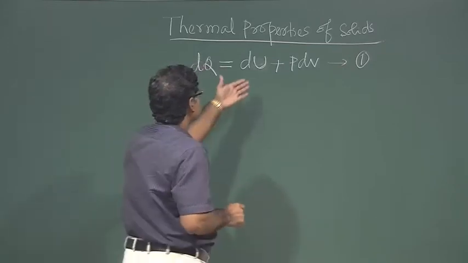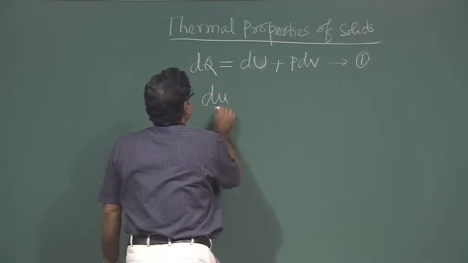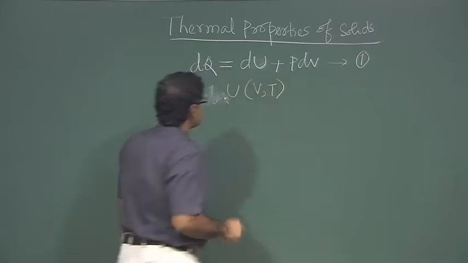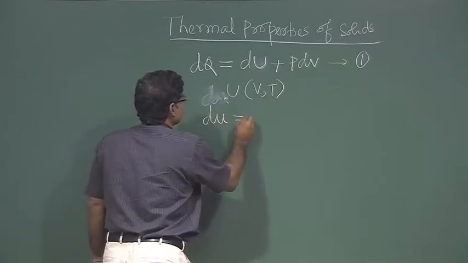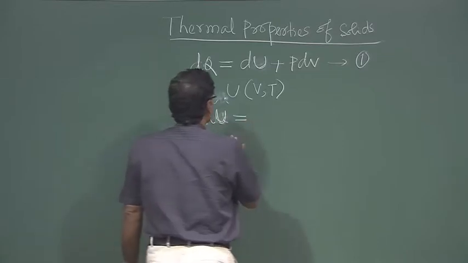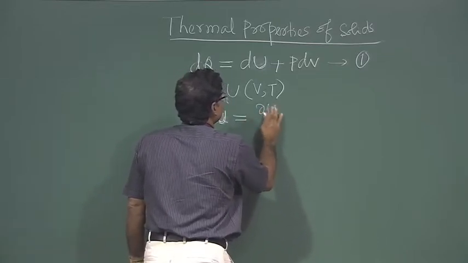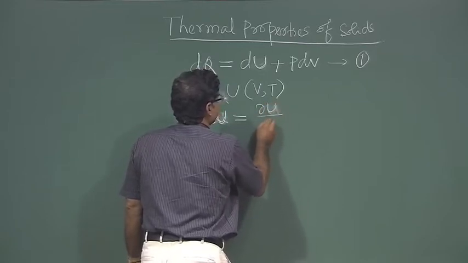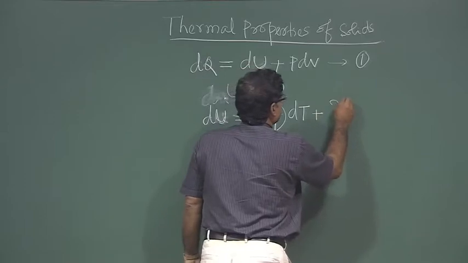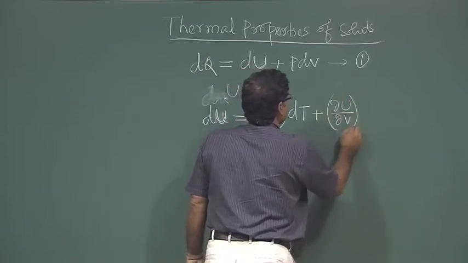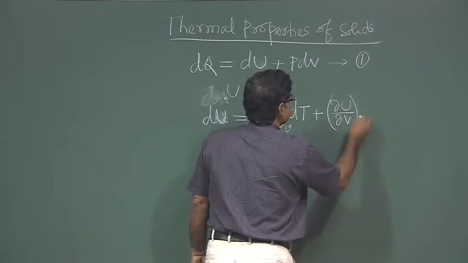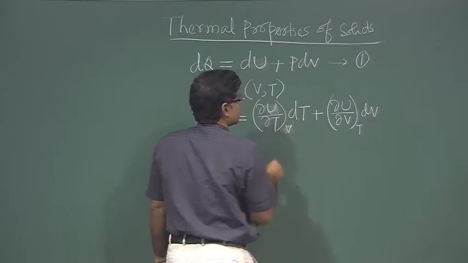Now, this internal energy is basically a function of V and T. So, the change of internal energy is del U by del T dT plus del U by del V dV, where the first term is at constant V and the second is at constant T.